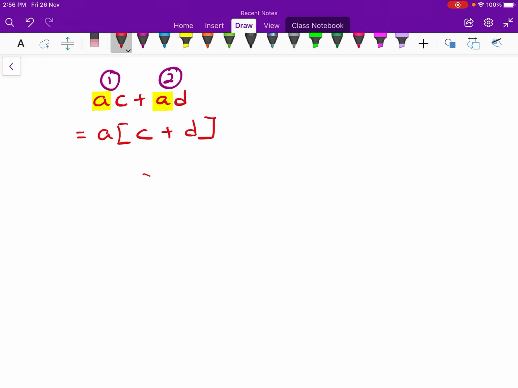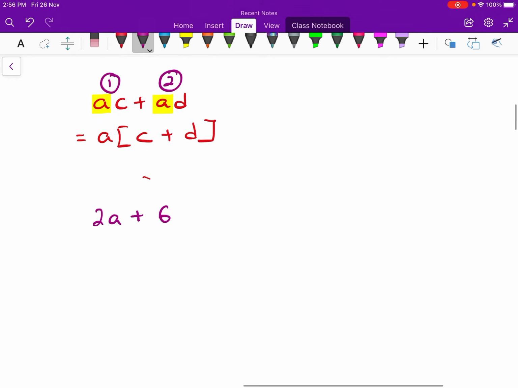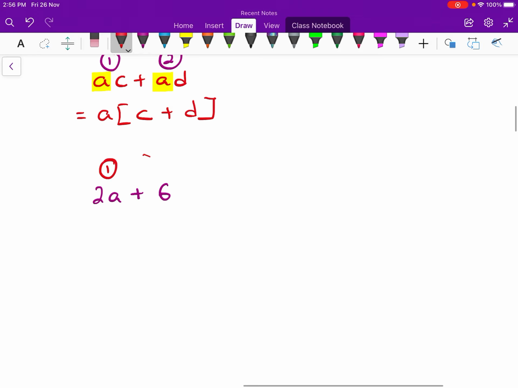Besides taking out alphabets, I can also take out numbers, because factorization is not just taking out alphabets. For example, I give you this form: 2A plus 6. You can see for the first term and the second term, there's no common alphabet. For the first term there's A, for the second term there's no alphabet, no A, no B, no C. So what should we do? We should take out the number.